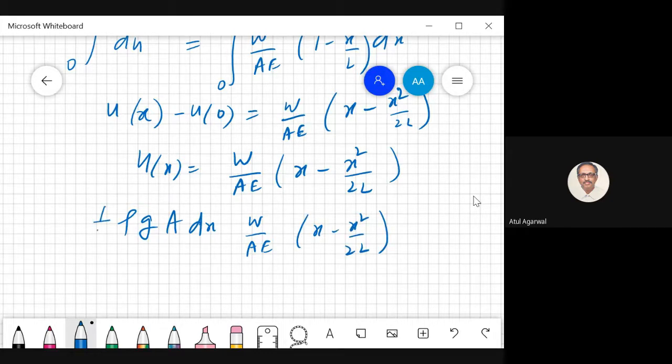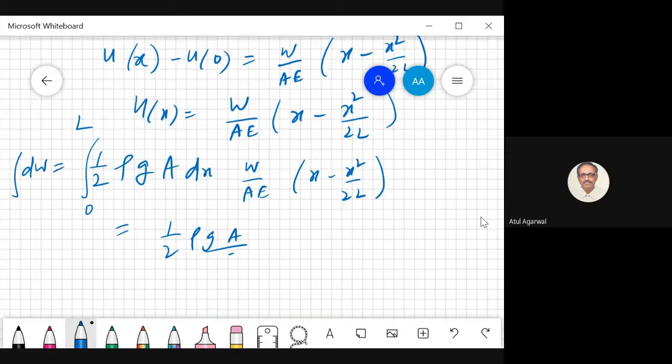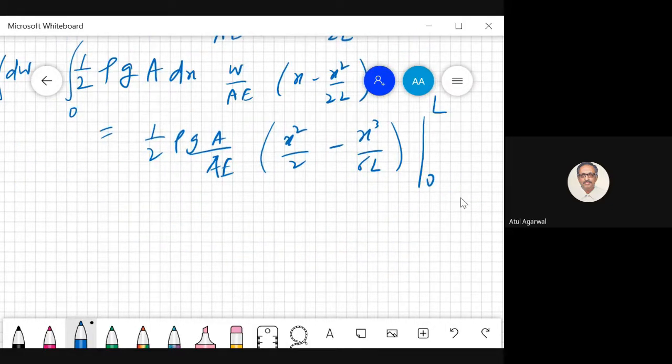And since it is done quasi-statically, you are assuming quasi-static loading. You have to multiply a factor of half. So this is the work done in the process. Now this you have to integrate to get the total work done over the entire bar. So you take out the constant terms. X square by 2 minus x cube by 6, from 0 to L. So you just put the limits.